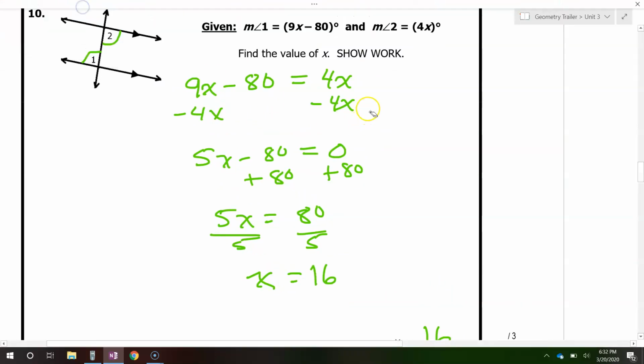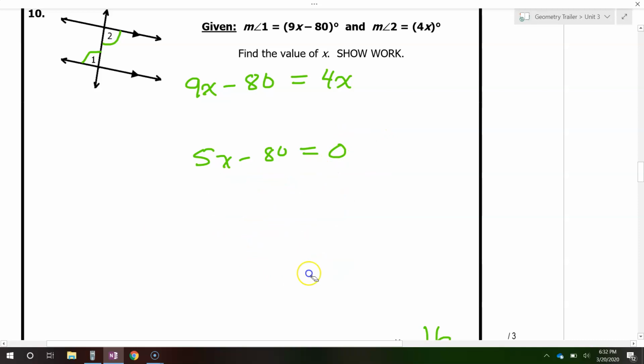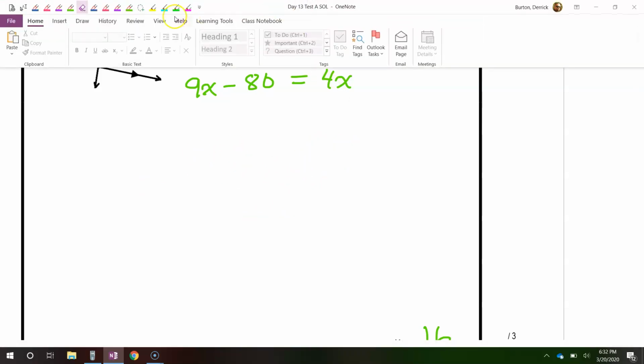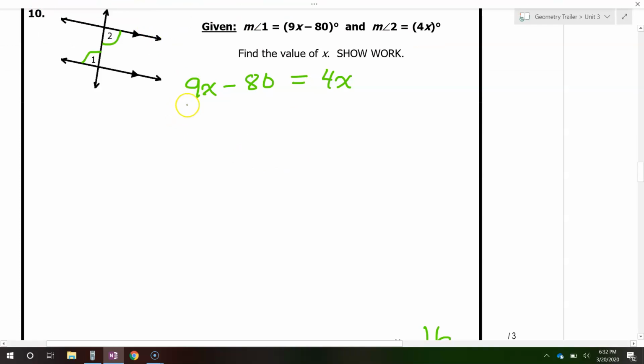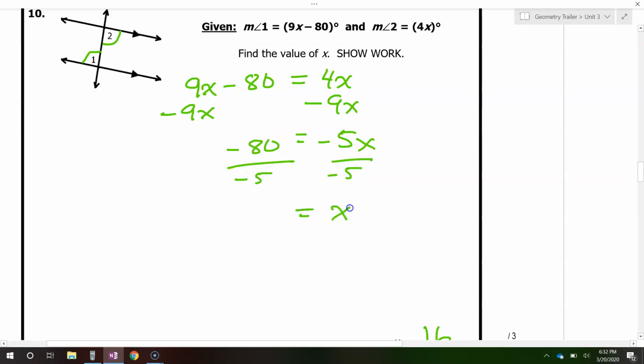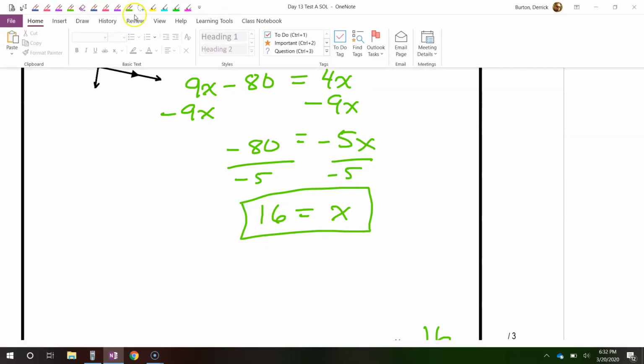Another way, just to backtrack, because getting 0 on one side, some students don't know what to do with it, so they'll wind up just putting this, and then they don't know what to do. So sometimes it's better to subtract the 9x from both sides instead. So that would give you negative 80 is equal to negative 5x. And then when you divide both sides by negative 5, you're going to get x is equal to 16. All right, so that's how you do number 10.